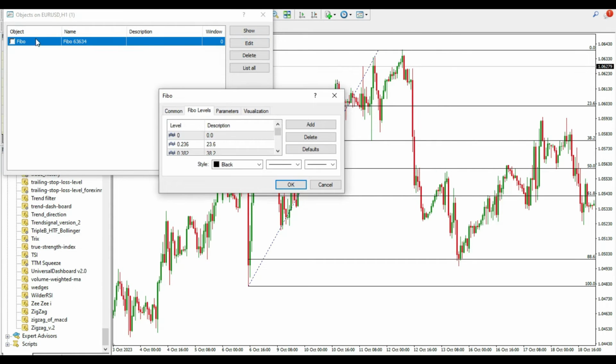When you choose Object, Fibonacci level, and go to Fib levels, you can add additional levels yourself. Here, I added one very important secret level, and this is the level 0.886. 0.886 is one of the very common levels that price can reach before touching support or resistance.